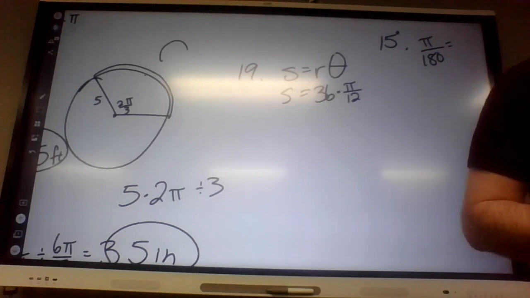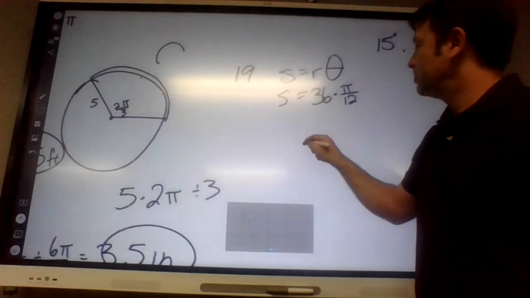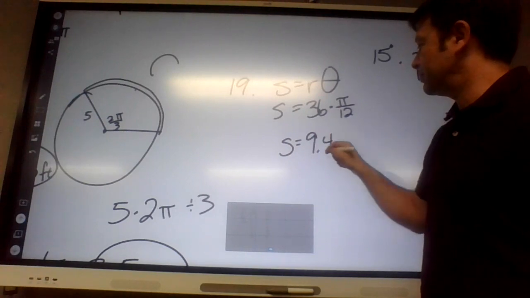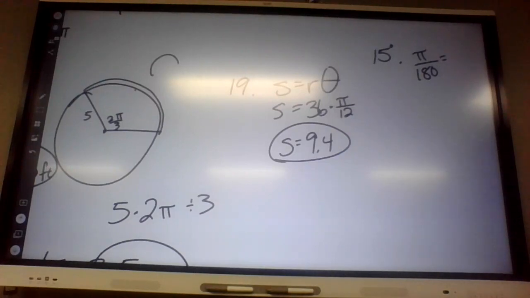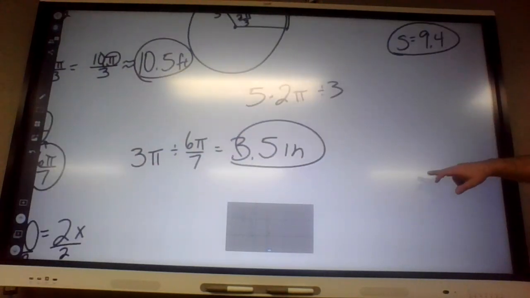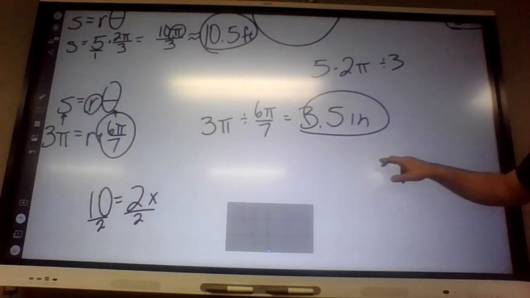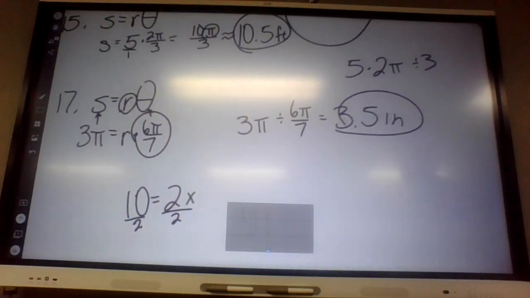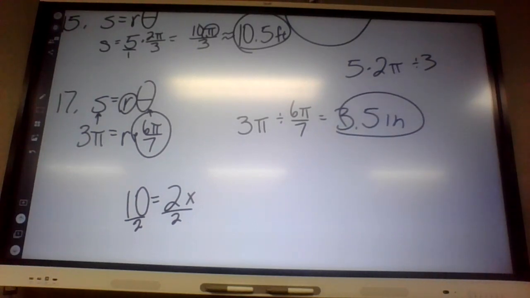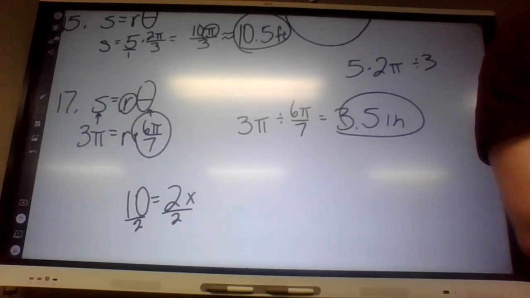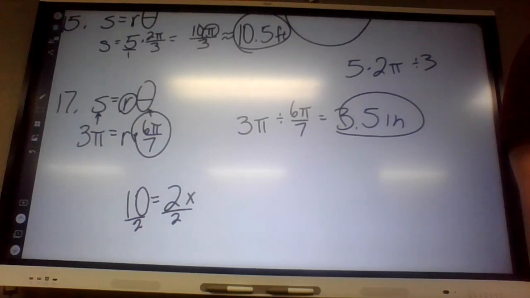And the decimal answer would be 9.4. Is there a special unit size for 19? Well, it just says it in the problem. It's 19, they're talking about meters. I'm not really gonna grade it on the labeling though.